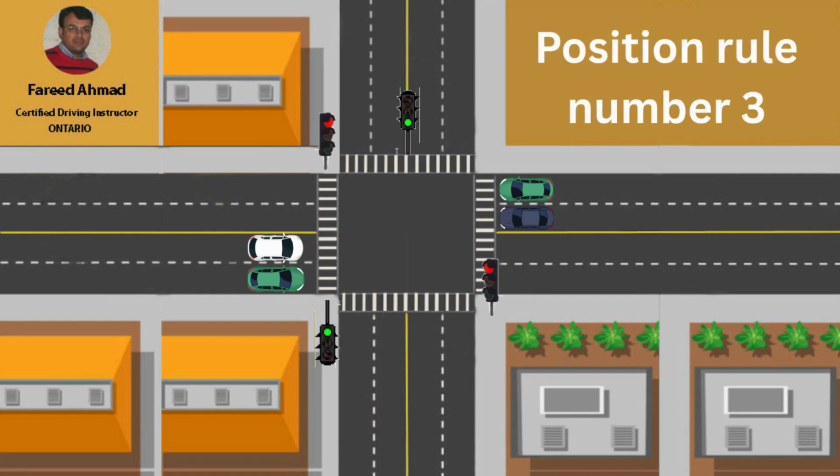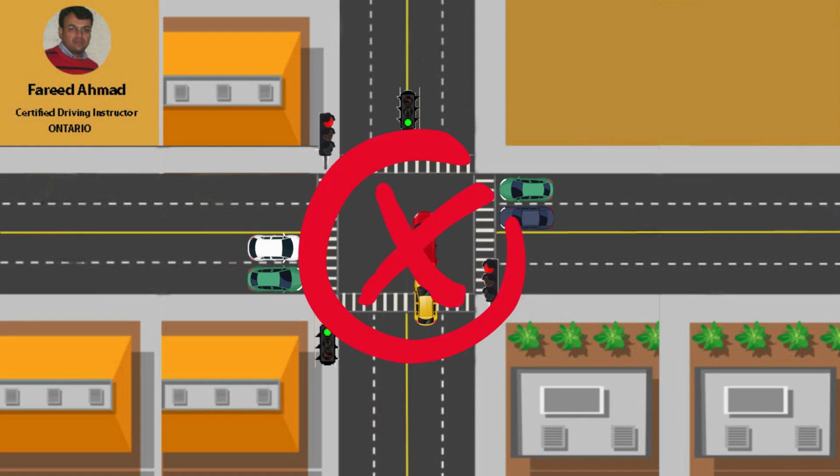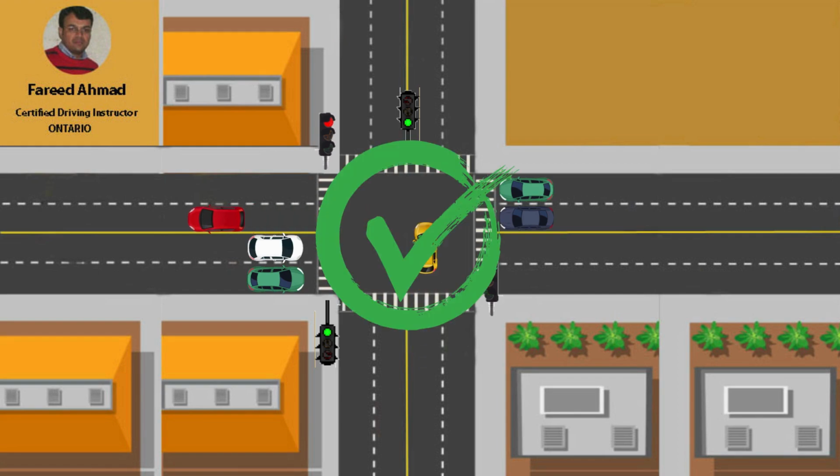Vehicle position rule number 3. You are approaching an intersection on a green signal and there is a vehicle waiting to take a left in the middle. Please do not follow up behind it. It can be considered an unsafe position to stop and can also cause a failure in your road test. So the best position is to stop behind the line and only proceed when the intersection is clear and the light is still green.